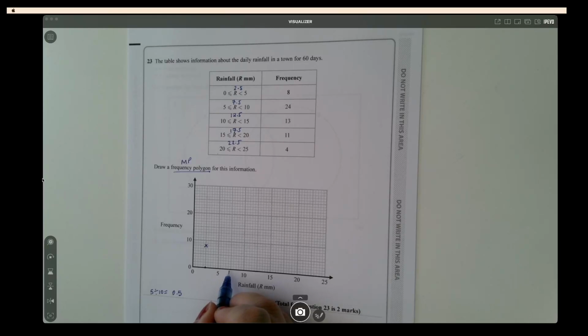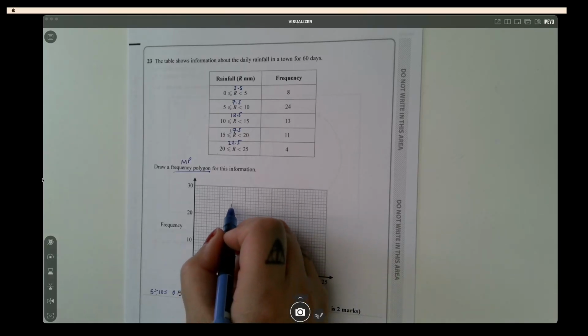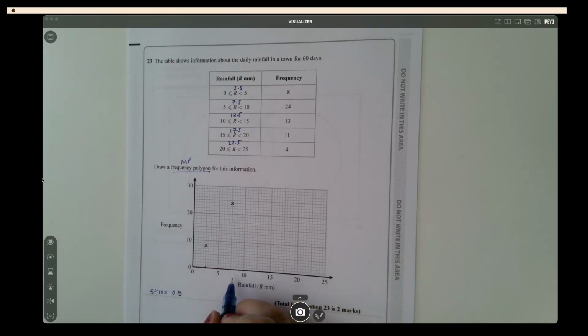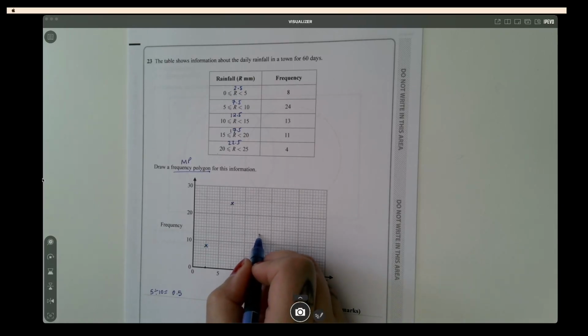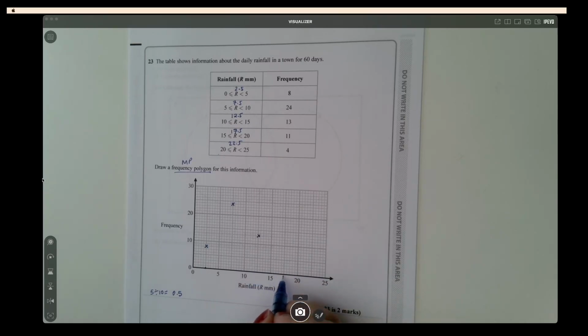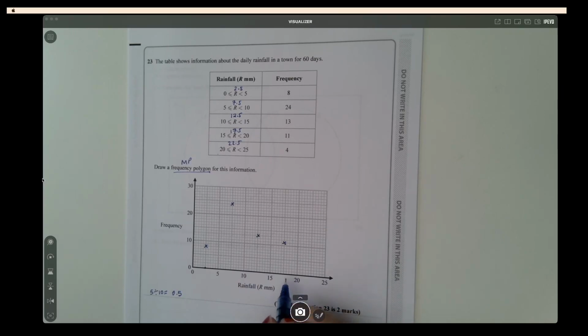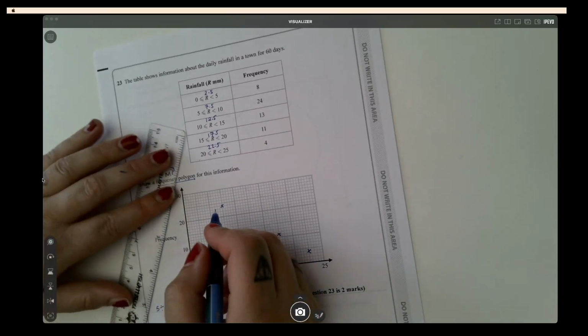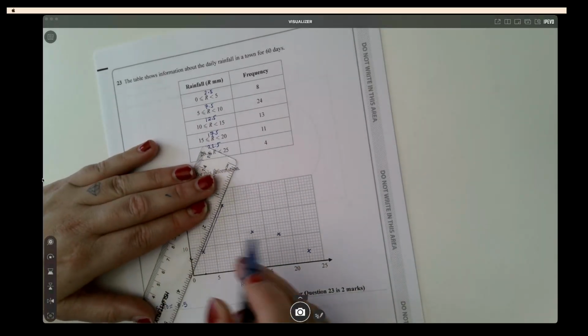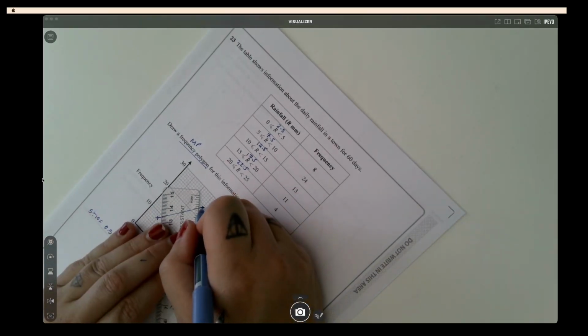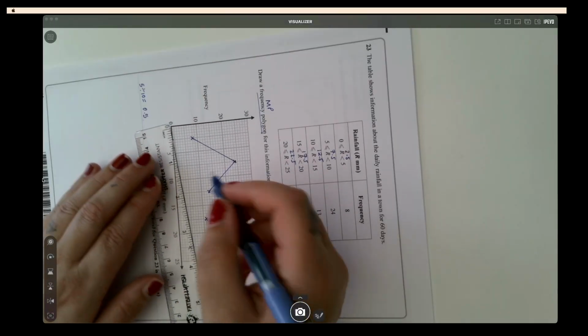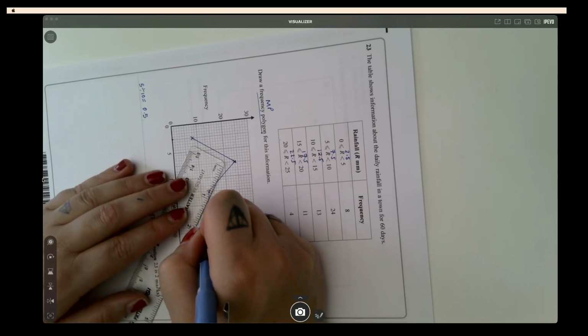Then we're going to 7.5 and up to 24. 12.5 and up to 13. 17.5 and up to 11. And then 22.5 and up to 4. And then it's important that we join these points together with straight lines. They have to be straight lines. Use a ruler, and ideally use a pencil just in case you make a mistake.